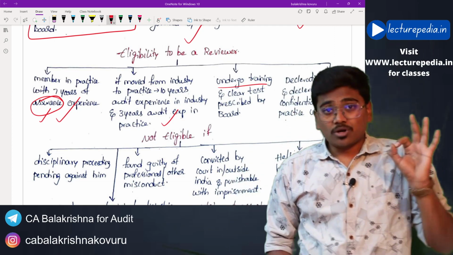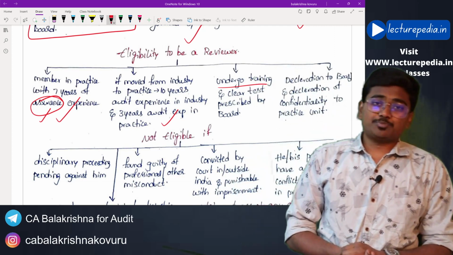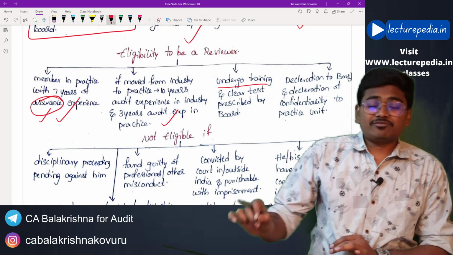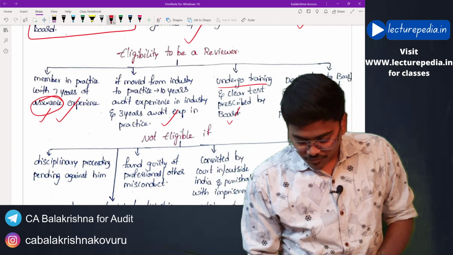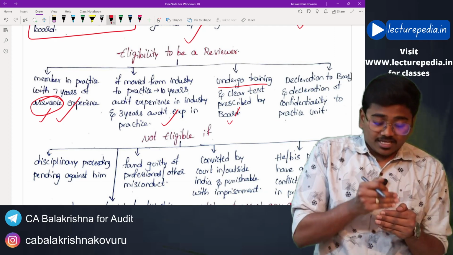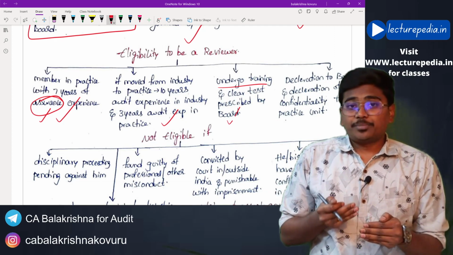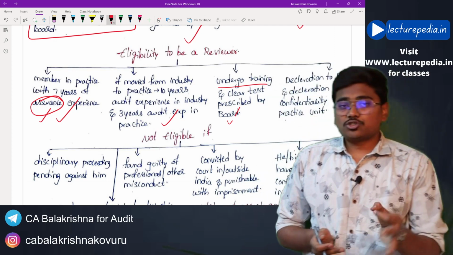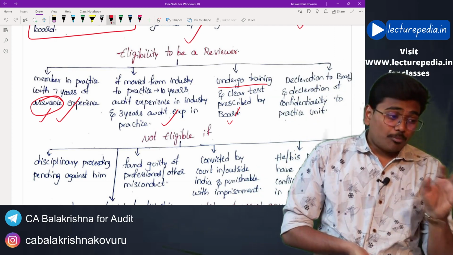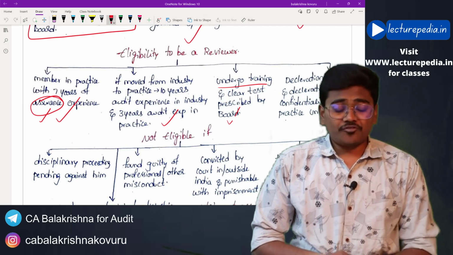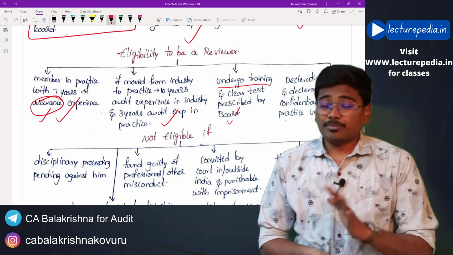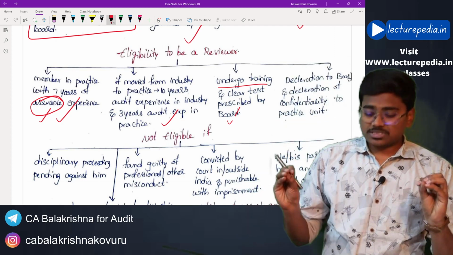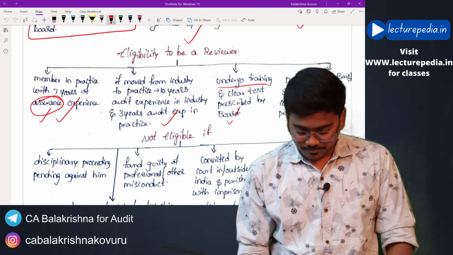Next, he should have undergone the training that is specified by the peer review board, and he should also qualify the examination that will be conducted by the peer review board. And while he is being appointed, the peer review board will ask for certain declarations. Those declarations have to be submitted, and also after appointing him as a peer reviewer of any practicing unit, he has to submit a declaration of confidentiality to the practicing unit. Even those declarations he has to submit.